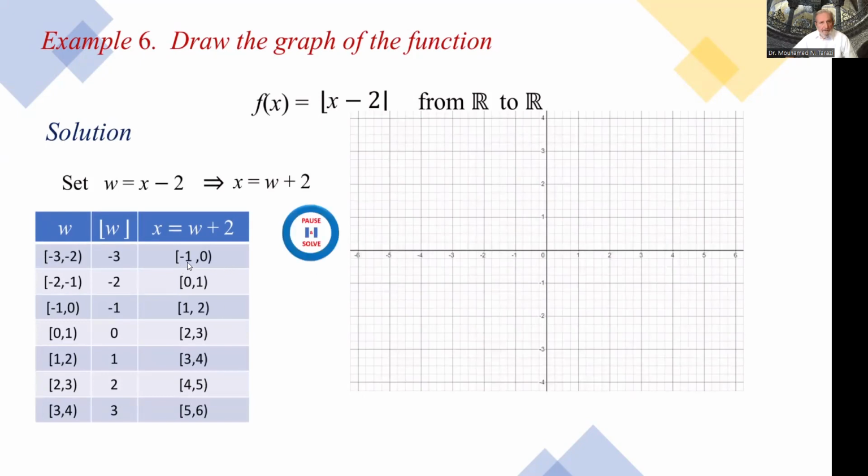So between -1 and 0 is -3, it's here. And then here's -2, -1, 0, 1, 2, 3. So what you notice here is the floor function of x is shifted 2 units to the right. This was here, shifted 2 units to the right.